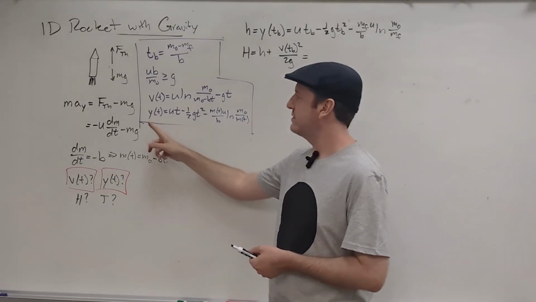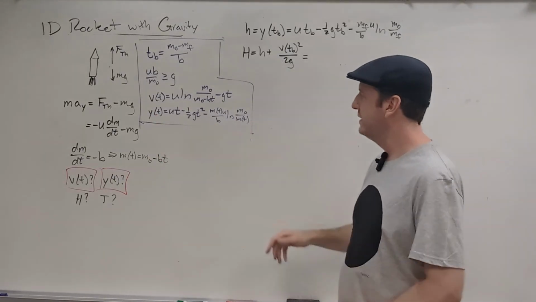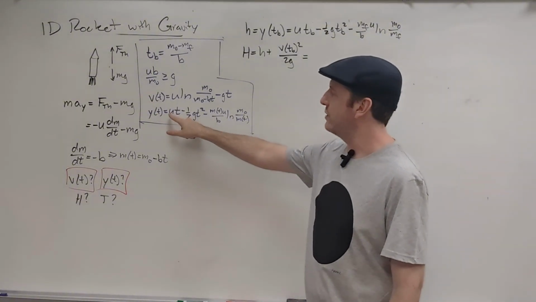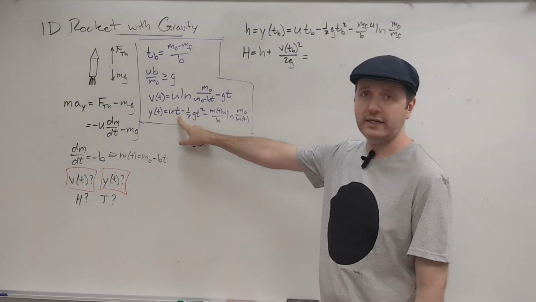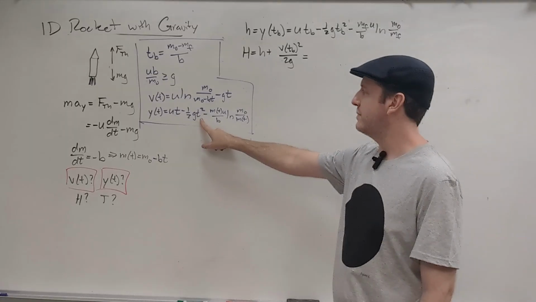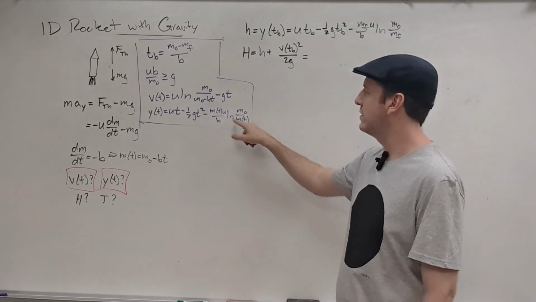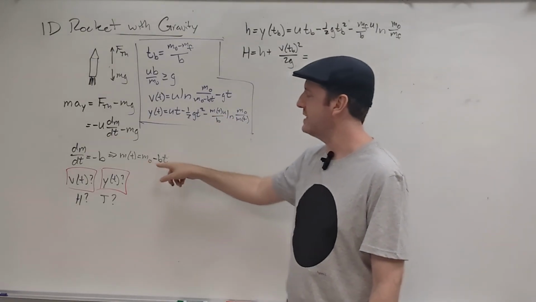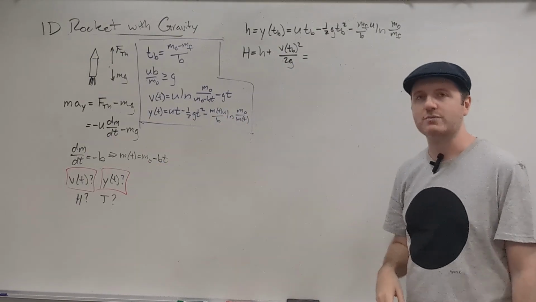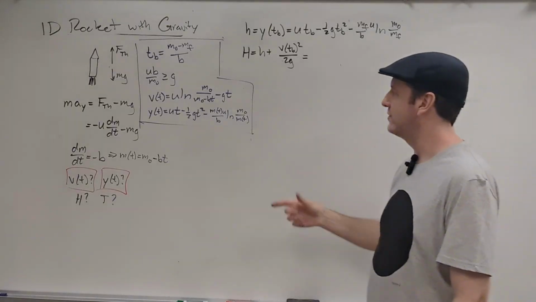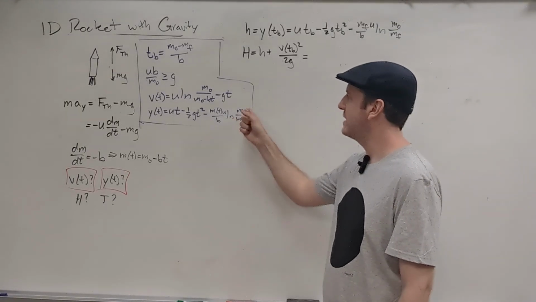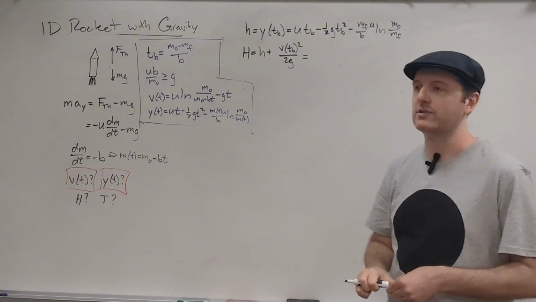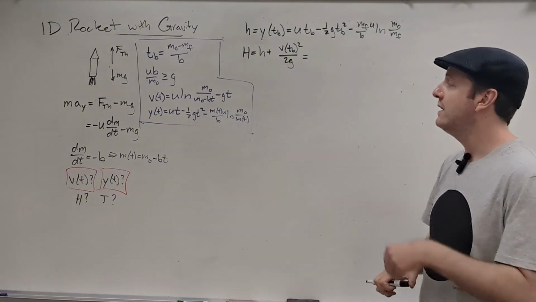Here's the position as a function of time. I went ahead and distributed and did a little bit of rewriting. So we've got the exhaust velocity times t, a linear piece, our usual quadratic piece from gravity, and then this weird logarithmic term. I went ahead and wrote m as just m of t instead of m naught minus bt, just to keep things a little more condensed. But it does have that logarithm of the initial mass over the mass at time t.